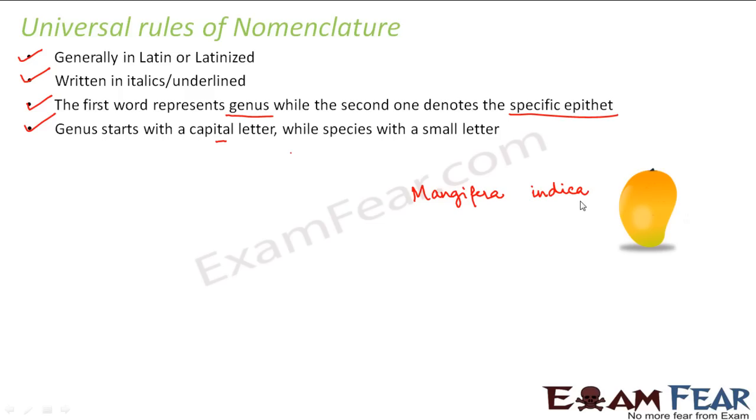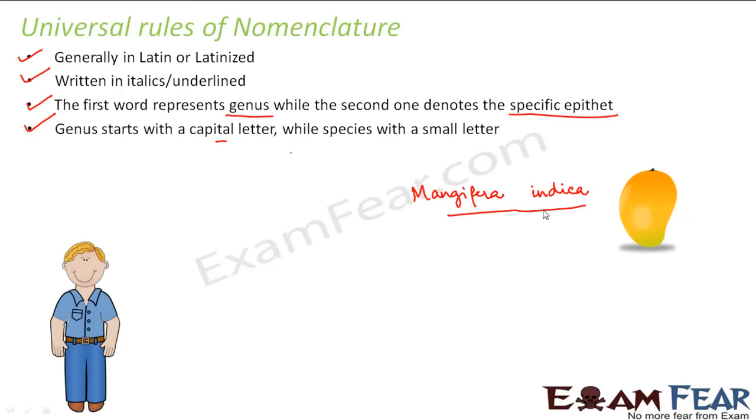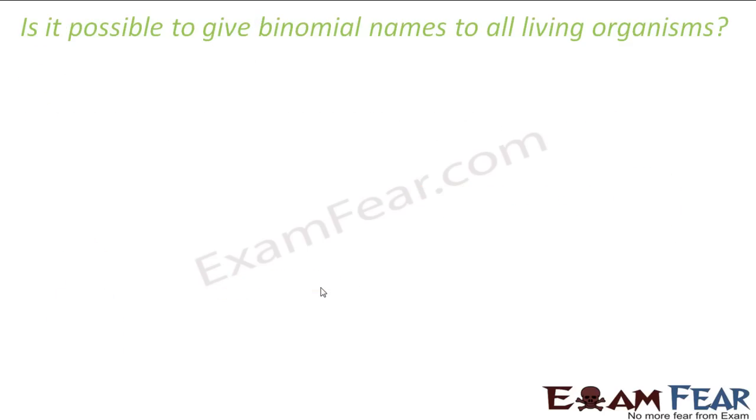So how do we write it? If it is printed, it will be in italics. If it is handwritten, then it has to be underlined. So similarly, for human beings, what is the scientific name? It is Homo sapiens. So Homo denotes the genus and sapiens denote the species, right? So these are some of the rules of nomenclature.